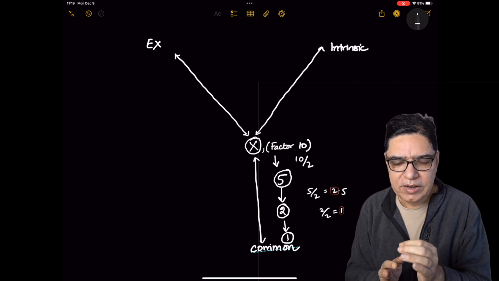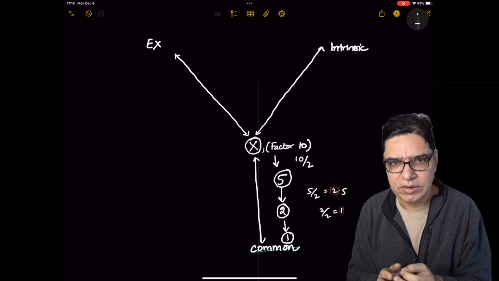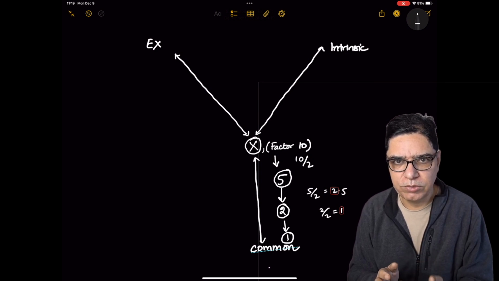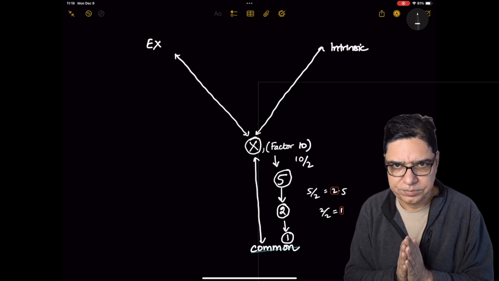So remember, from 10, halve it, divide by 2, 5 divided by 2, what would happen? That will give you 2.5. Take it as a round figure 2, and then divide it again by 2, that would give you 1. So 10, 5, 2, 1 are your common pathway.